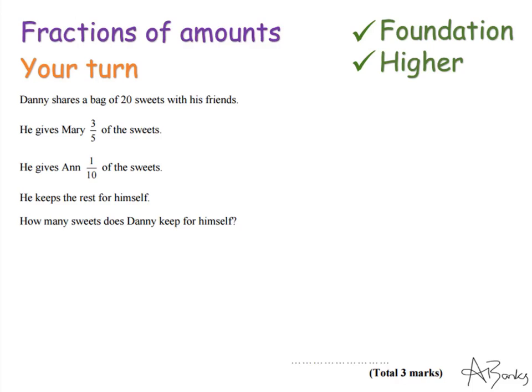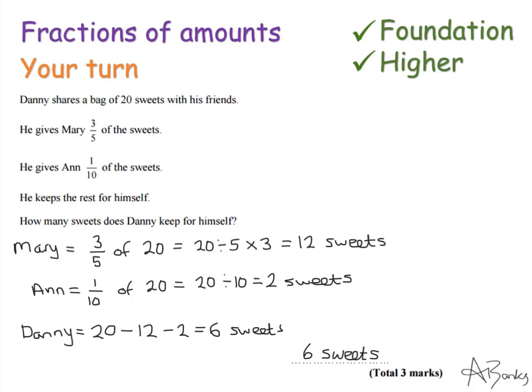Here's a similar style question for you to try. Again, if you pause the video, you can unpause when you're ready to see the solution. Here's the full solution. So in this question, you should have got that Mary gets 12 sweets, Anne gets 2, which means Danny, who gets the remaining sweets, must have 6 sweets.